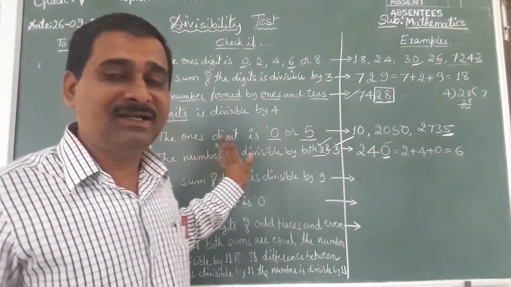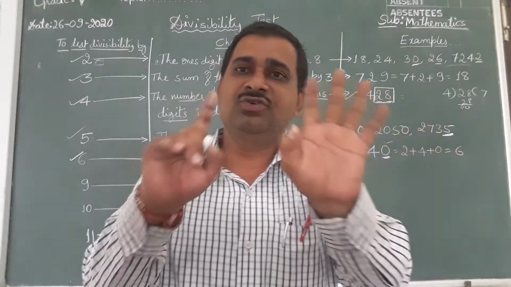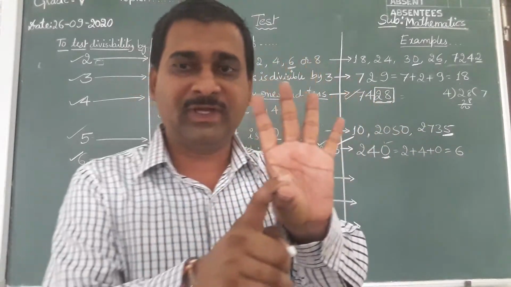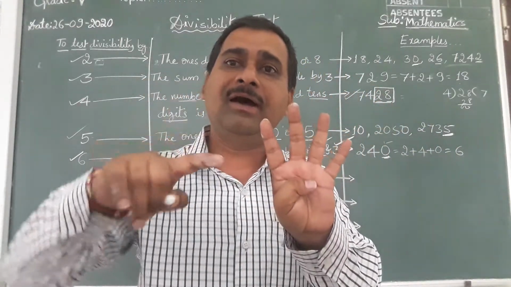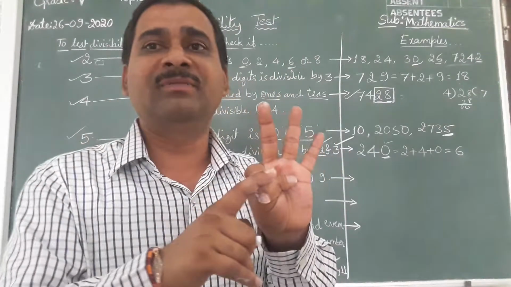When you decide whether a number is divisible by 6, you should check for divisibility by 2, whether it is divisible by 2 or not, and also you should check whether that number is divisible by 3 or not.